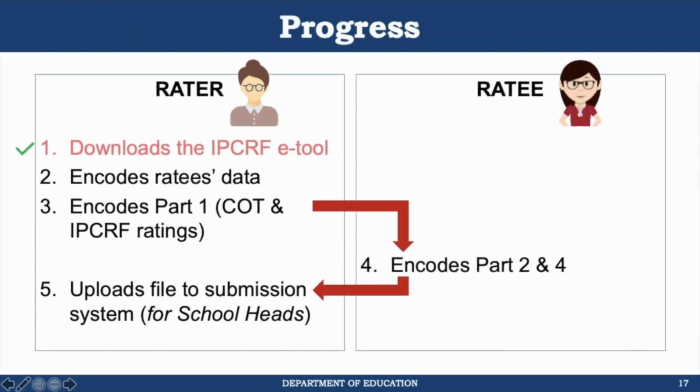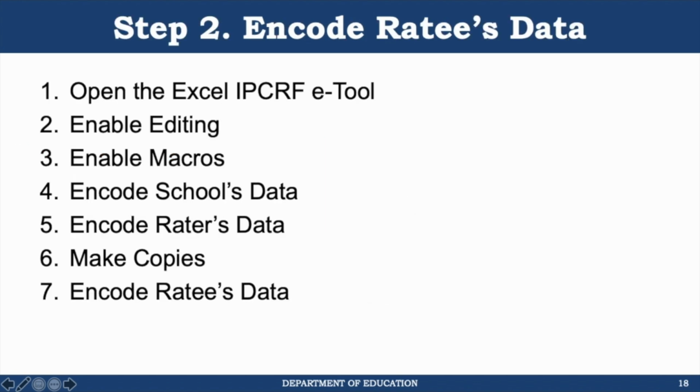For Mac users, double-clicking or opening the zip file should automatically extract the Excel tool. Now that we've downloaded the eIPCRF electronic tool, let's proceed to the second step, which is to encode the RATEE's data. Here are the activities for step 2: opening the Excel eIPCRF electronic tool, enabling editing, enabling macros, encoding the school's data, encoding the rater's data, making copies, and encoding the RATEE's data.